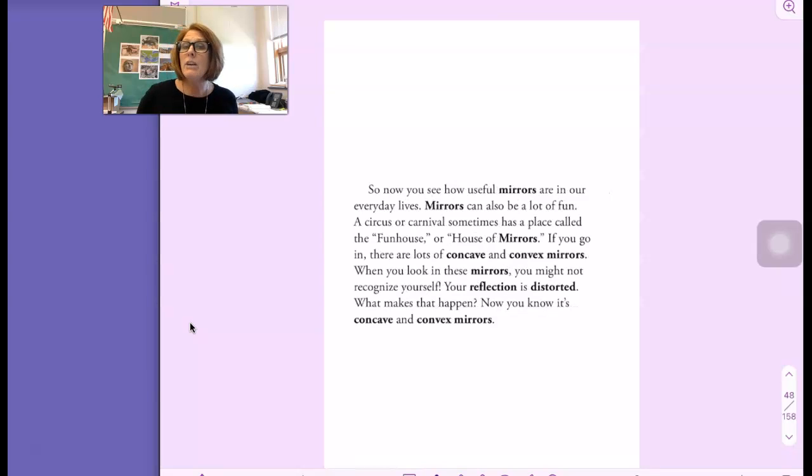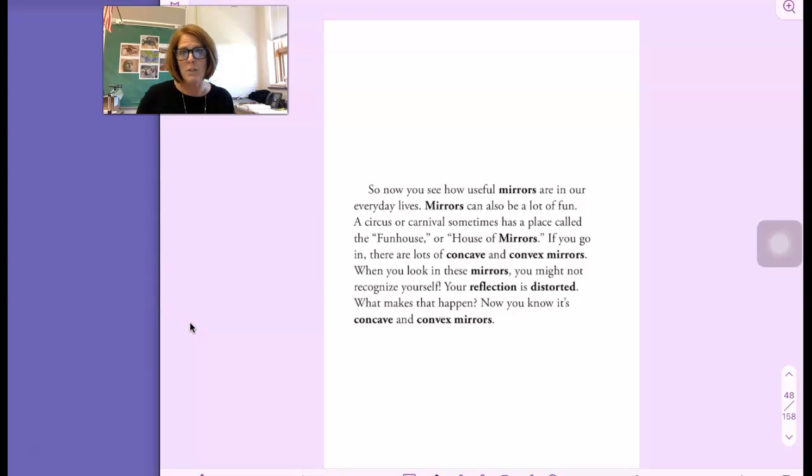So now you see how useful mirrors are in our everyday lives. Mirrors can also be a lot of fun. A circus or carnival sometimes has a place called the Fun House or House of Mirrors. If you go in, there are lots of concave and convex mirrors. When you look in these mirrors, you might not recognize yourself. Your reflection is distorted. It's changed. What makes that happen? Now you know. It's concave and convex mirrors.